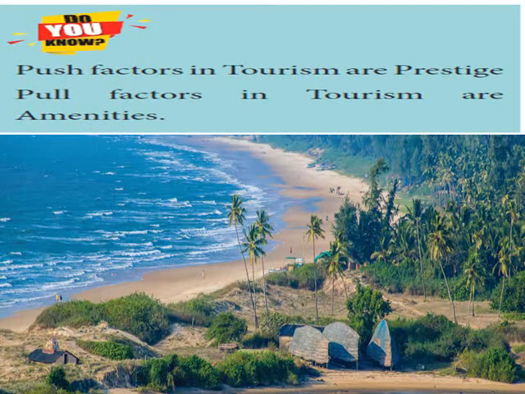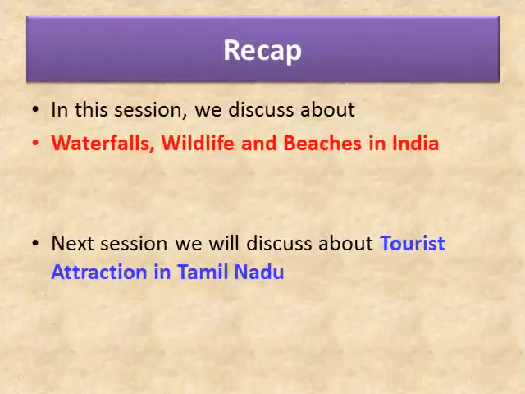Children, in tourism there are two factors. One is the push factor, the other one is the pull factor. The push factor in tourism is prestige. You are visiting a place because it is costly or because you can afford to visit. So that is a prestige issue. Next is the pull factor. What pulls people to a particular place is its amenities, what facilities the place is providing. So these are the two factors that affect tourism.